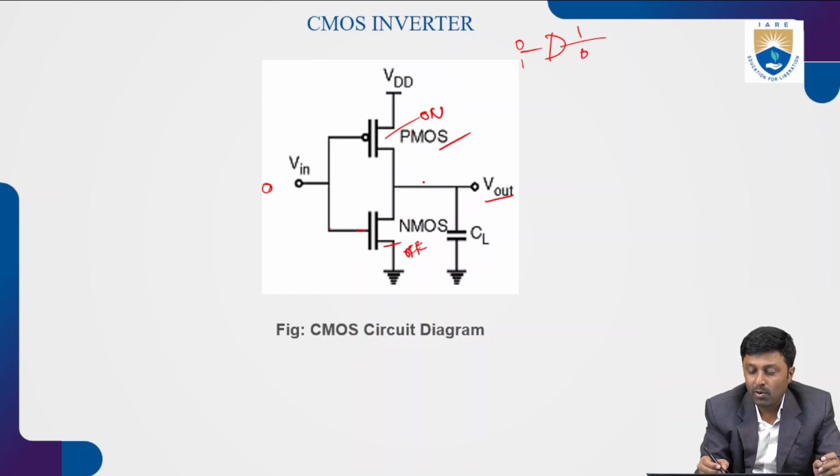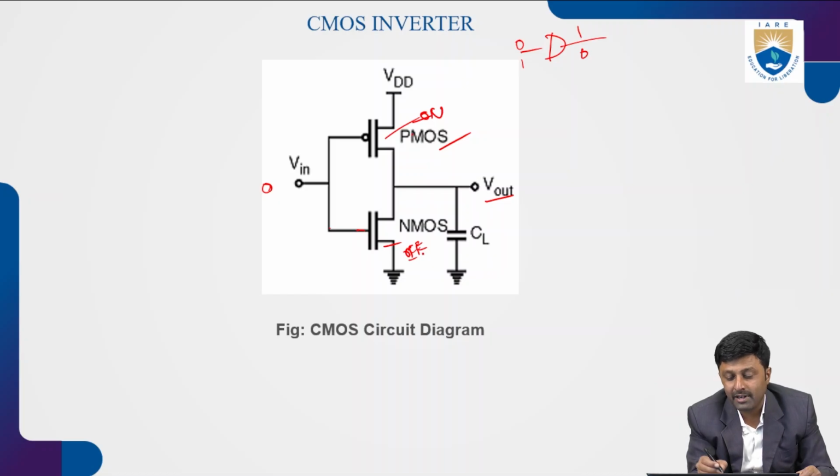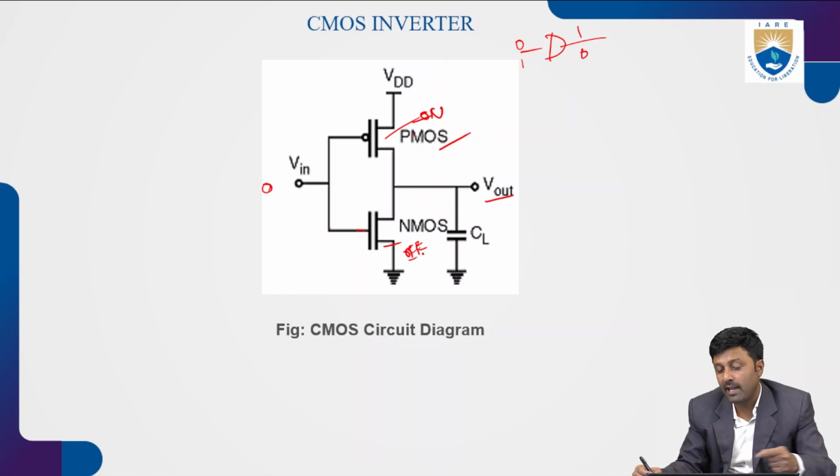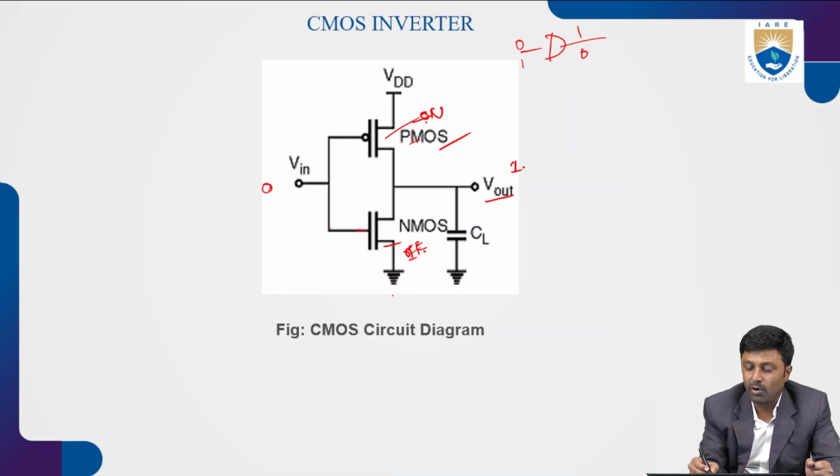Why? Because in the PMOS, the majority carriers are the holes, but in NMOS, the majority carriers are electrons. So because of this, the PMOS is on and NMOS is off. Since NMOS is off, it is connected to the ground. So this is off, and this is on, which means whatever VDD is there, we will get the output as 1. See, the input is 0, I am getting output 1. The current flows here, and here is the output.